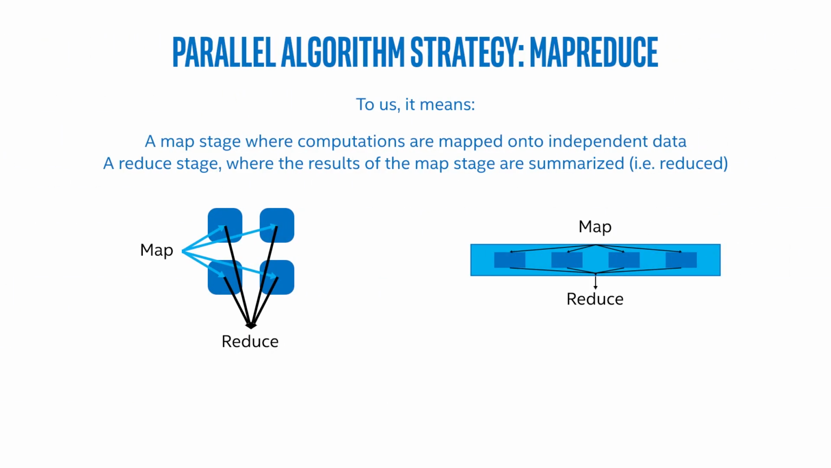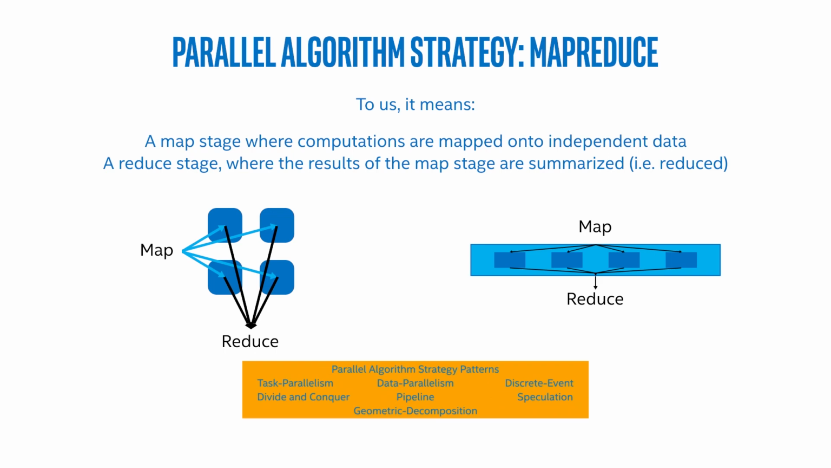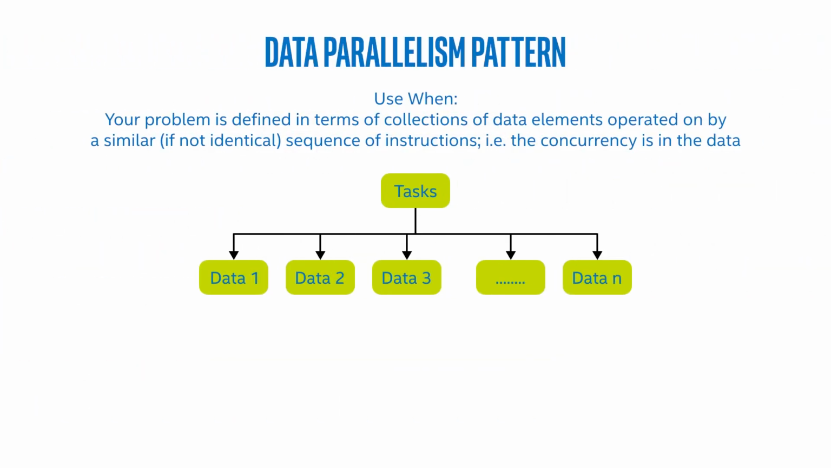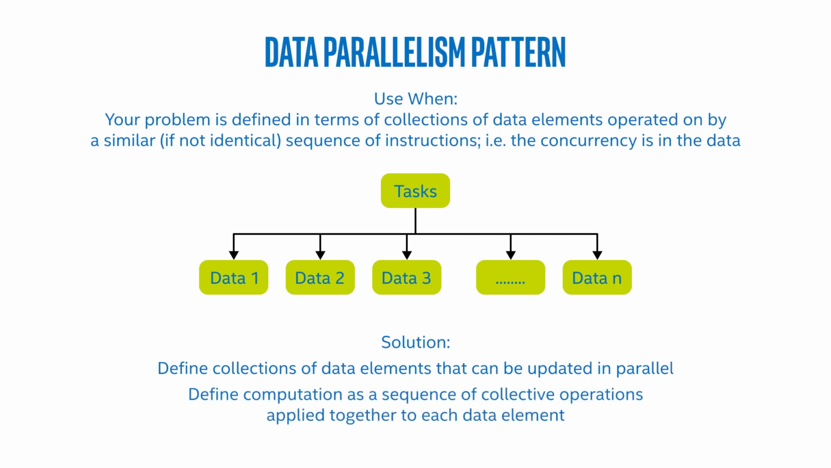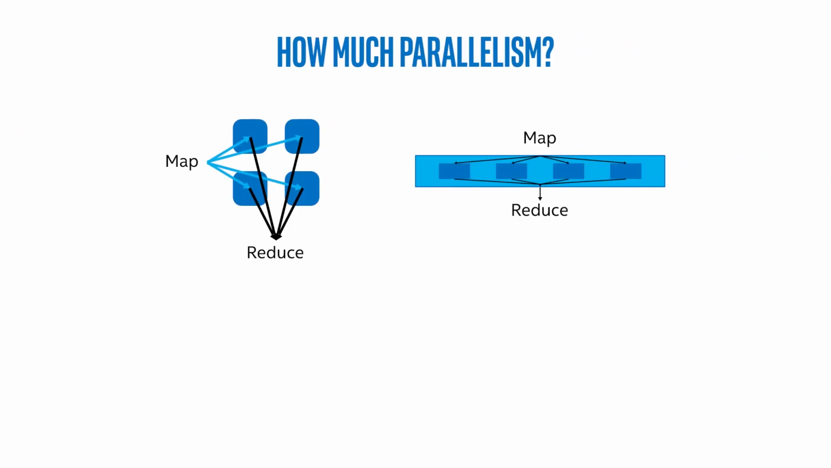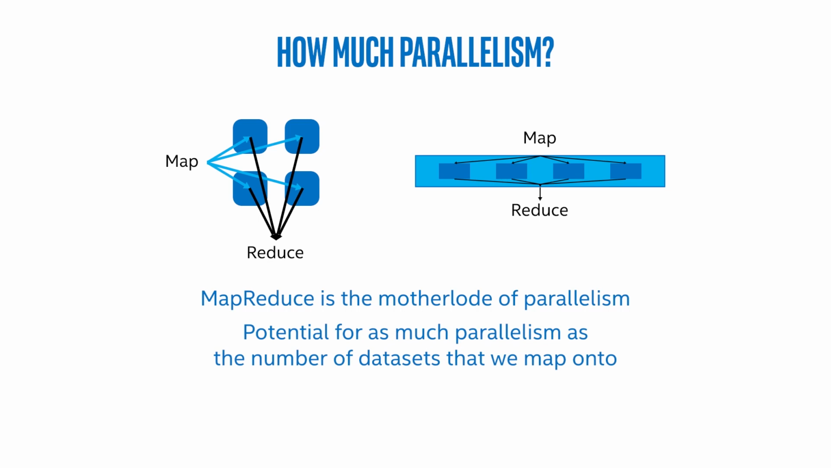Parallel algorithm strategy for MapReduce. What kind of parallel algorithm strategy can we find there? Well, this is the natural place for applying the data parallelism pattern. We can use this when we have independent collections of data which are operated on by a similar, if not identical, sequence of instructions. We define the collections of data elements that can be operated on in parallel, and then we define the computation as a sequence of collective operations applied together to each data element. This is very natural for the MapReduce structural pattern. So how much parallelism can we find there? Well, this is the mother lode of parallelism. The potential for parallelism here is as much as the independent number of data sets that we can map onto.